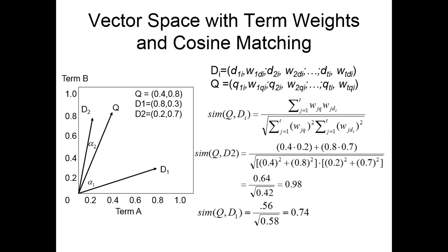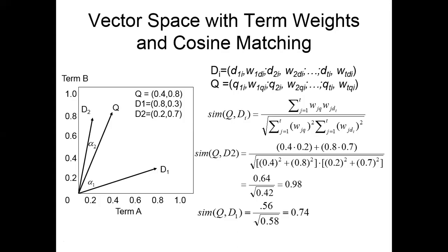When we come to the similarity between the query and document 1, again we multiply 0.4 times 0.8 plus 0.8 times 0.3, divided by the length of the query, that means the square root of 0.4 squared plus 0.8 squared, multiplied with the length of document 1, that means the square root of 0.8 squared plus 0.3 squared. That will give us 0.74. So which is more relevant for the given query, document 2 or document 1?